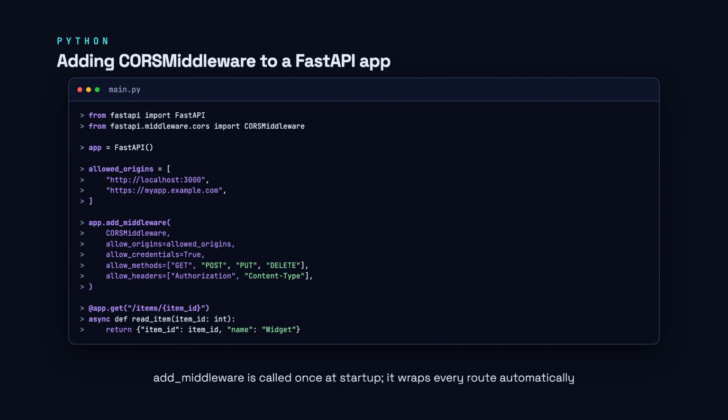At the top we import FastAPI and CORSMiddleware from fastapi.middleware.cors. We create the app as usual. Then we build a list called allowed_origins containing the 2 origins we trust, our local React dev server and the production domain. We call app.add_middleware, passing CORSMiddleware as the first argument. allow_origins receives that list. allow_credentials equals true permits cookies and authorization headers. allow_methods lists the HTTP verbs we want to support, and allow_headers names the specific request headers the browser is allowed to send. Finally, the route itself is completely ordinary. The middleware does all the CORS work transparently, before and after the handler runs.